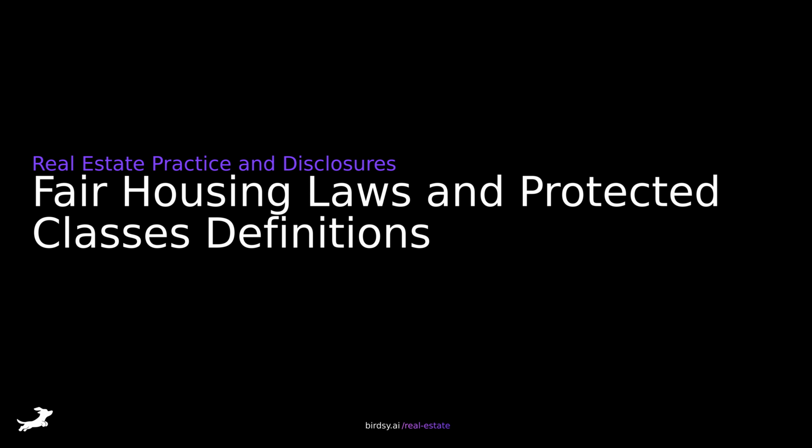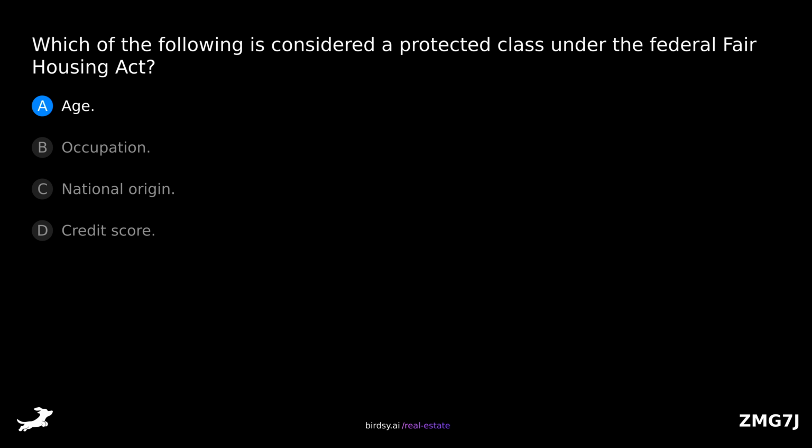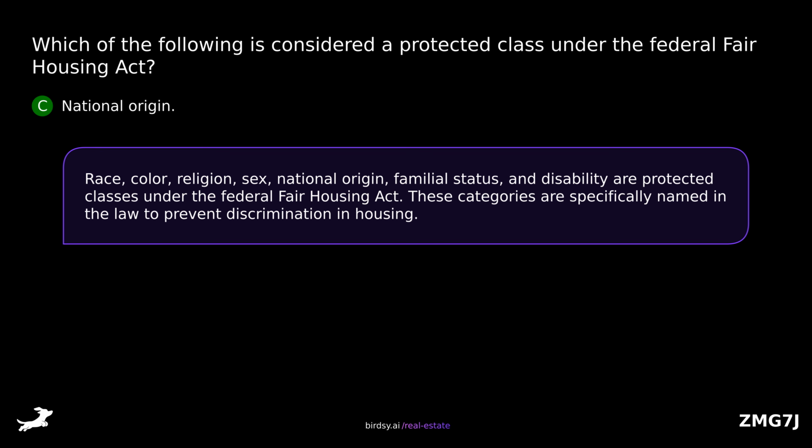Fair housing laws and protected classes definitions. Which of the following is considered a protected class under the Federal Fair Housing Act? Is it A. Age, B. Occupation, C. National origin, or D. Credit score? The correct answer is C. National origin. Race, color, religion, sex, national origin, familial status, and disability are protected classes under the Federal Fair Housing Act. These categories are specifically named in the law to prevent discrimination in housing.